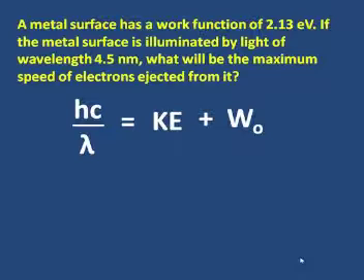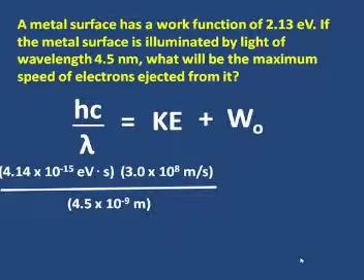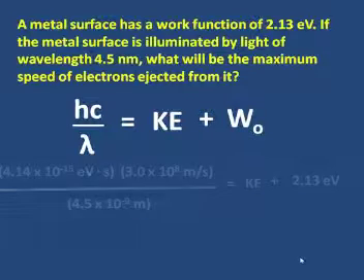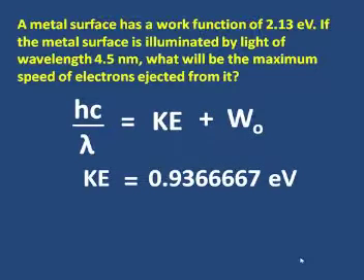So now we plug in the different values, and since we have to use electron volts, I'll have the electron volts, the h there, times the speed of light, divided by, notice what I put for the wavelength, 4.5 times 10 to the minus 9 meters. There's the kinetic energy, there's the electron volts. Now I solve for the kinetic energy, and I get an answer in electron volts.